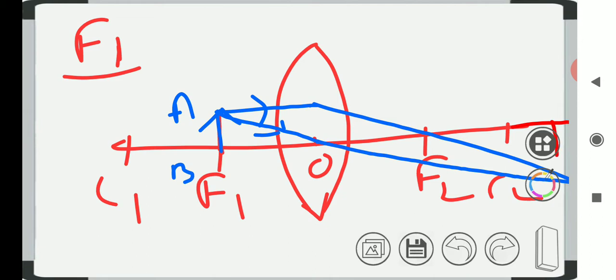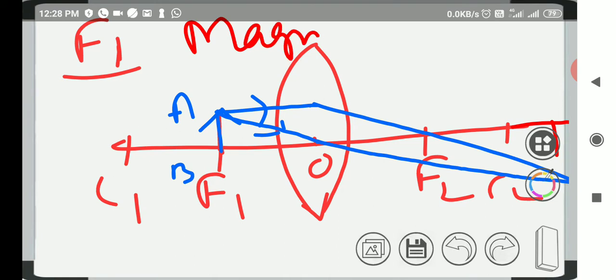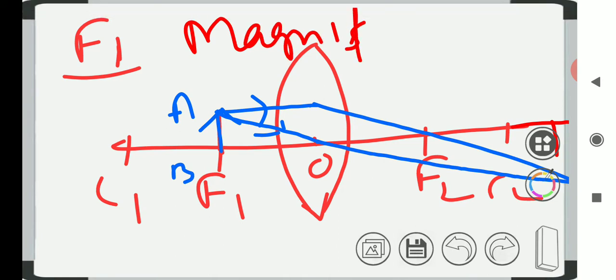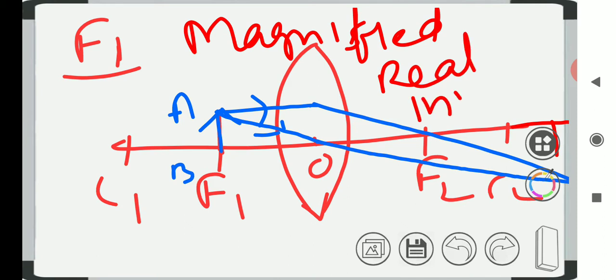So the image of that object is formed here, and the nature of the image is magnified, the size of the image is magnified, it is real, and again it is inverted, and it is formed away from the second center of curvature.